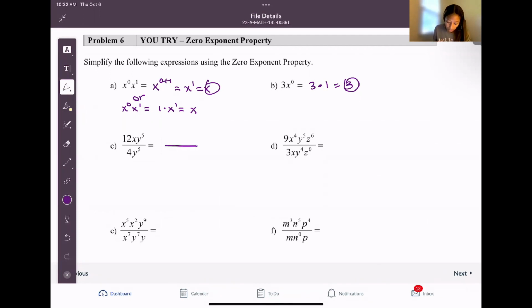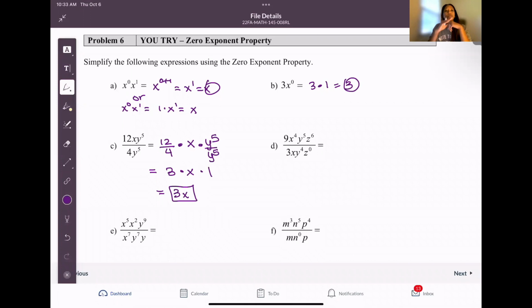For part C, let's just break it up: 12 over 4, and then times, we just have one x in the numerator, so times x, and then times y to the 5th over y to the 5th. Now, 12 over 4 is 3. And then we just have that x there, so times x. For the y to the 5th over y to the 5th, you can think of it 2 ways. If you divide something by itself, you get 1. Or if you subtract the exponents, you get y to the 0 power, which is 1. Okay, so times 1, this just equals 3x.